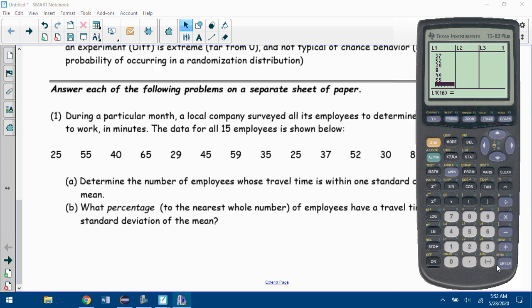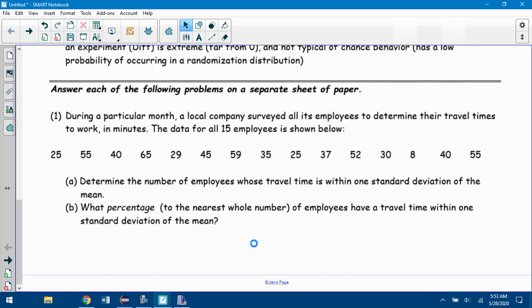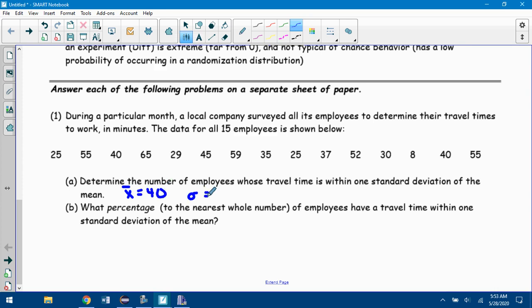And then if I want to find how many are within one standard deviation of the mean, I need to know what the mean and the standard deviation are. So I'm going to quit out of this, go to Stat, Calc, one variable stats. We only have stuff in L1, so you shouldn't have a frequency list. The mean is 40, and the standard deviation is 14.9-ish. Okay, so for part A, we know the mean is 40, and the standard deviation is 14.908.